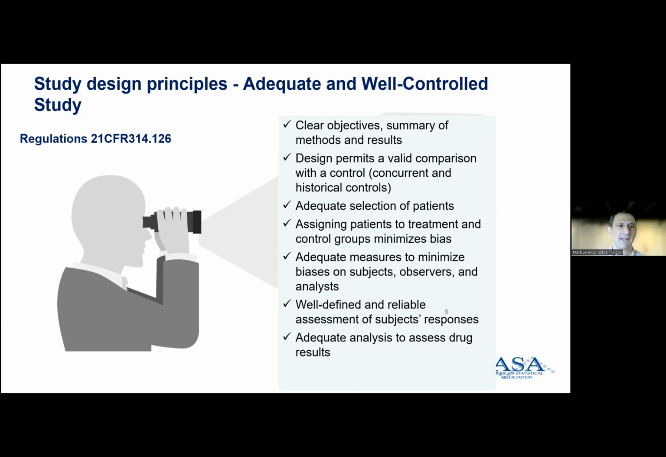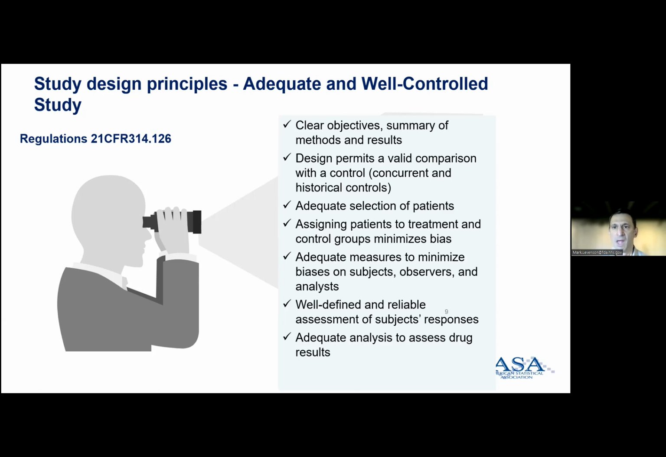There are sort of 7 elements to what constitutes an adequate and well-controlled study. The first one is clear objectives and summary of methods and results. I think that's pretty self-explanatory, but it gets at transparency and clarity. The next one is the design permits a valid comparison with a control. People get better on their own, people get worse on their own. And without a control, you don't know if it's the natural history or the effect of the drug you're trying to evaluate. So you need a design that makes some comparison with a control.